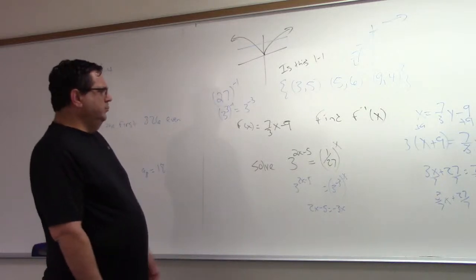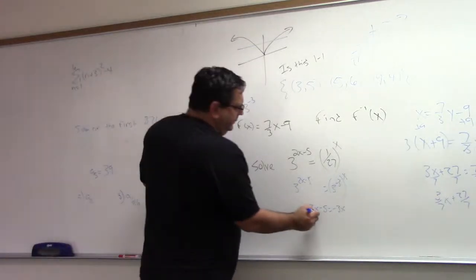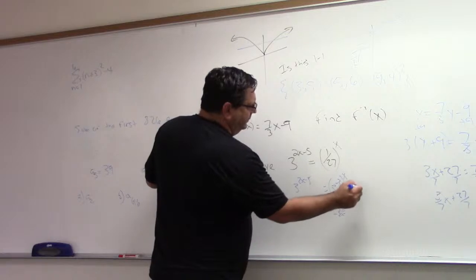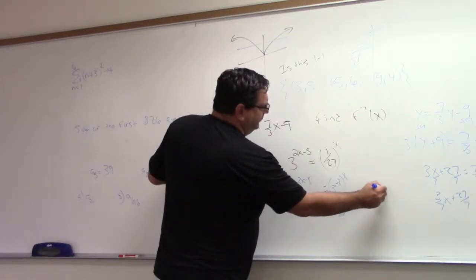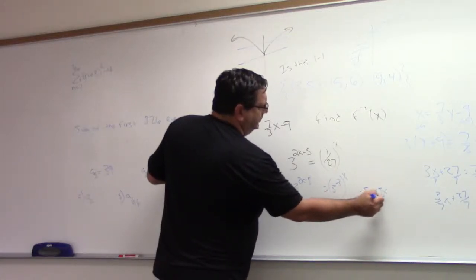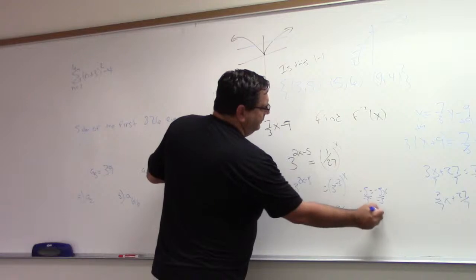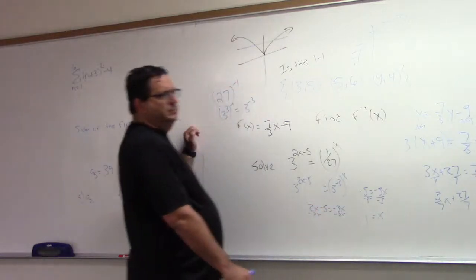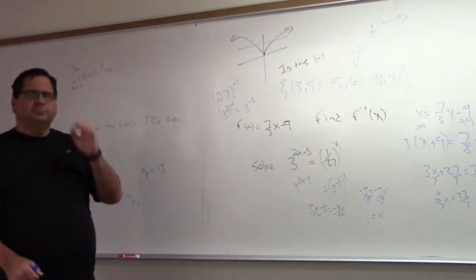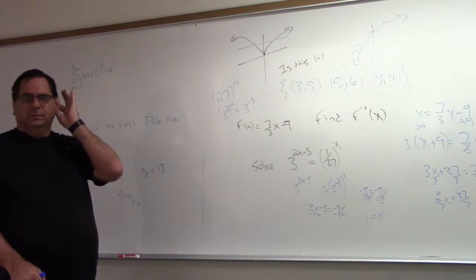Now from there, subtract 2x, negative 5 equals negative 5x. Divide by negative 5, divide by negative 5. X is 1. Okay.